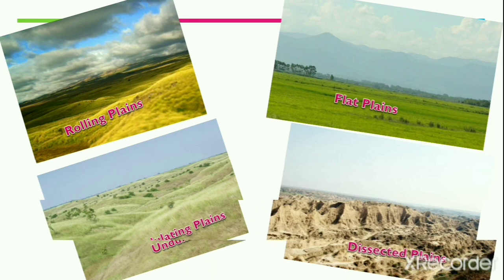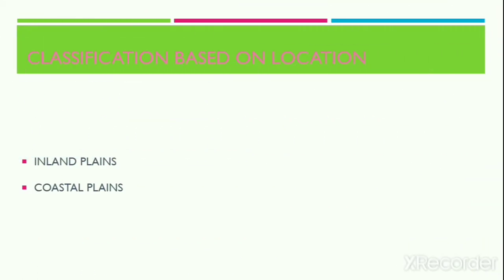Based on the location, again, such plains are classified into inland plains and coastal plains. The coastal plain is an area of flat, low-lying land adjacent to a sea coast. One of the world's largest coastal plains is located in the eastern part of South America.